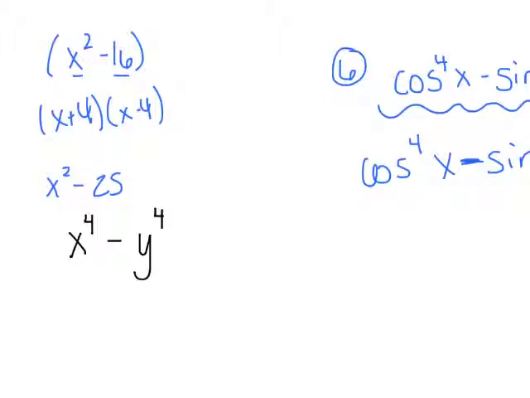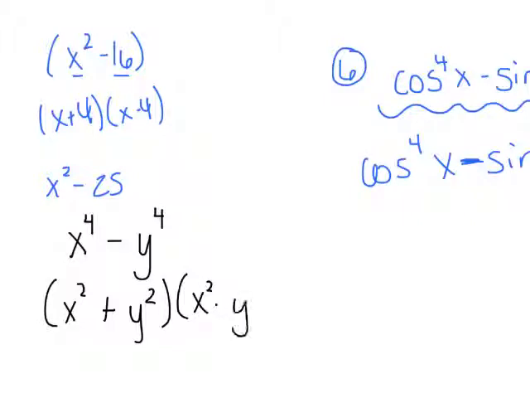Well, the thing about difference of squares is that you're allowed to do it because you can take the square root. So when you took the square root of x squared, it became x. When you took the square root of 16, it became 4. Separate with plus, separate with minus. Well, can you take the square root of x to the fourth? Yeah, it's x squared. Can you take the square root of y to the fourth? Yeah, it's y squared. Separate with a plus, separate with a minus.